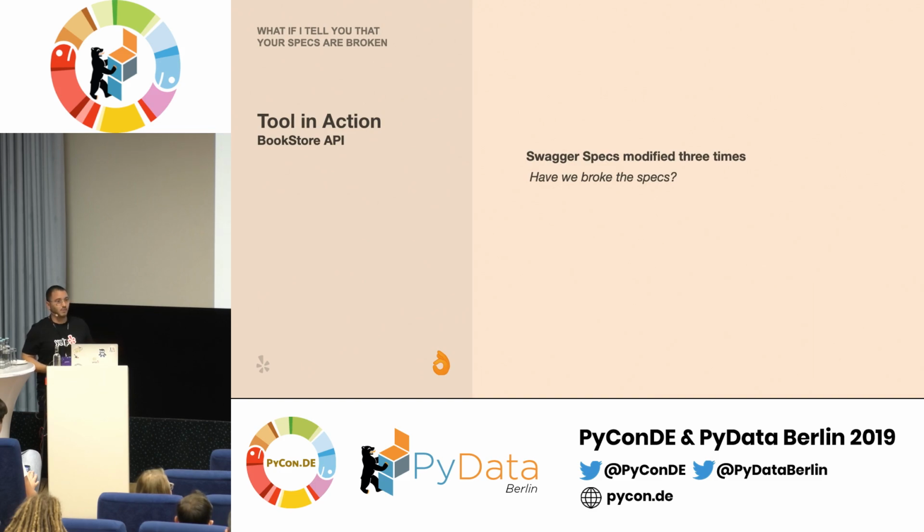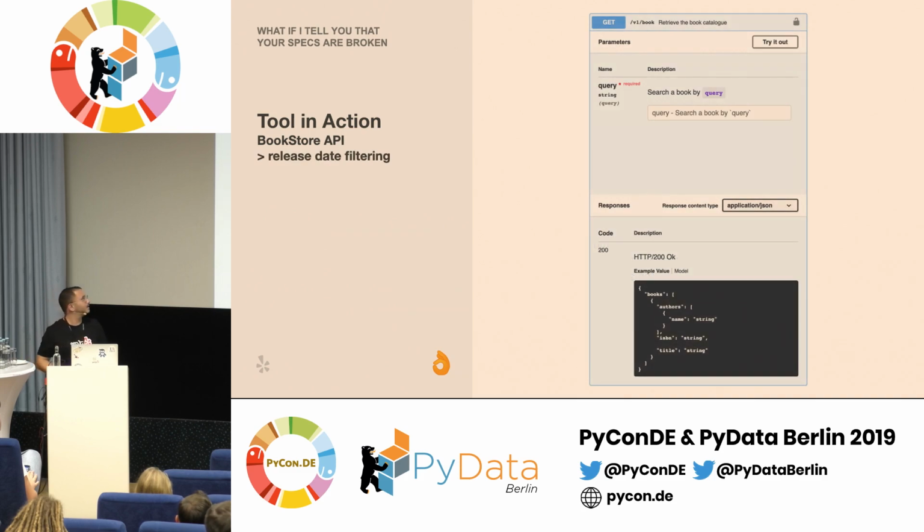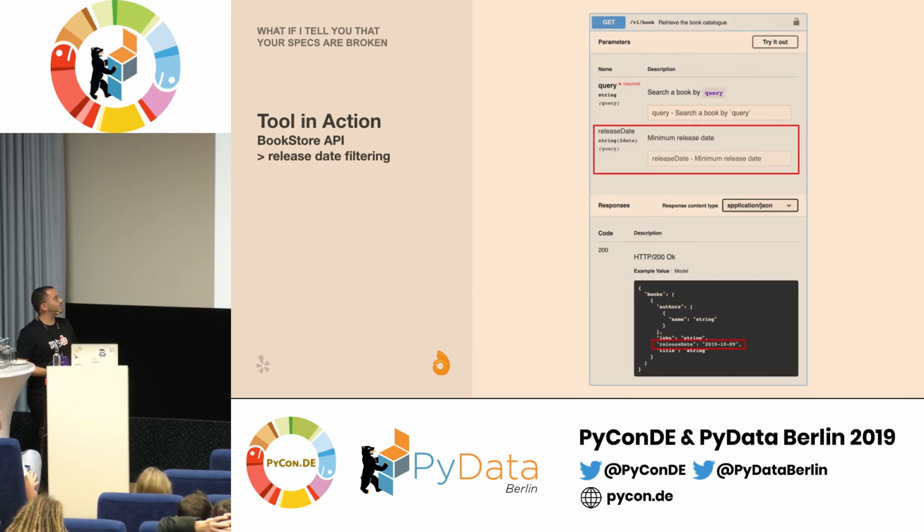So now we made some changes on the specs. We changed it 3 times. Did we ever break them? Now the question is, we need to be sure whether we have done that or not. Just to recap, we added the release date, the genre, and then we updated the list of the genres. So this was the initial spec, and then we changed it. We added the release date both on the parameters and on the response body. Eventually, all looks good for now.